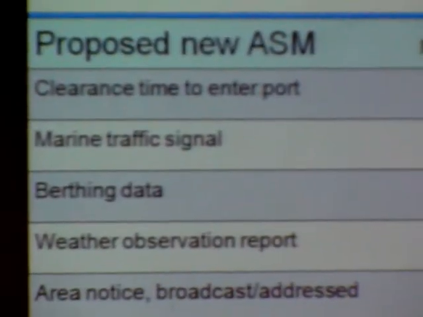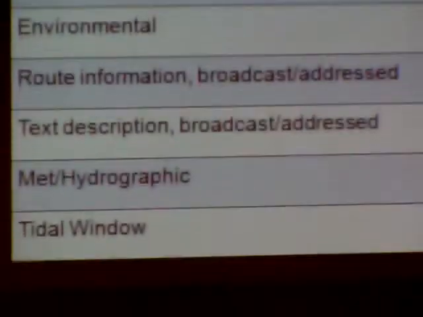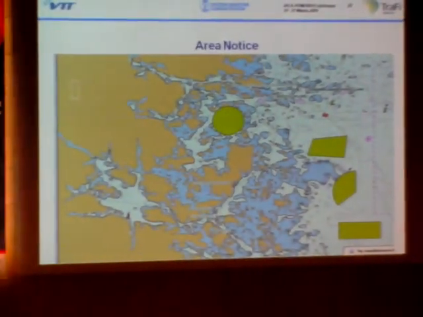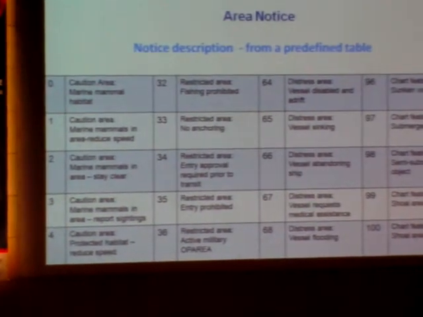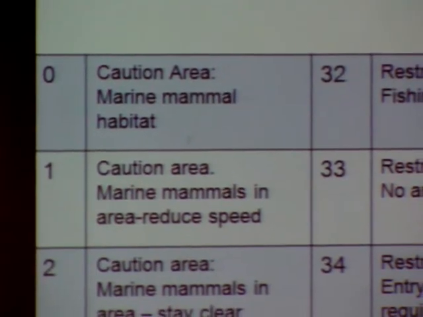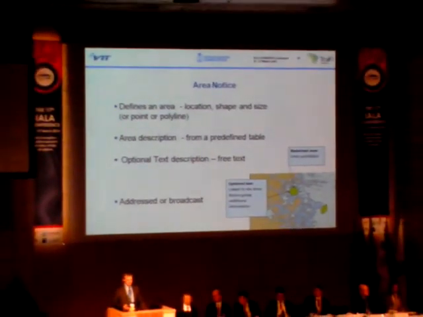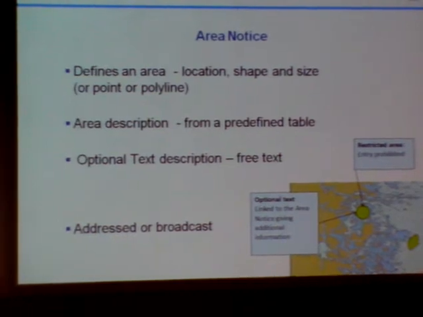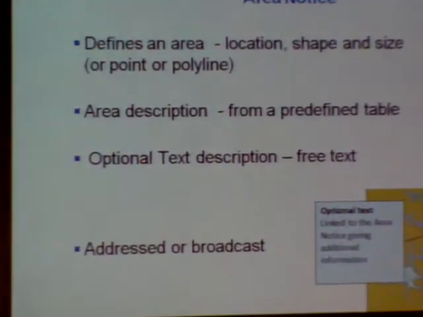The new messages are listed here, but I will not go into any details, just mention one example, and that is the area notice. The area notice gives a possibility to define areas by position, shape and size, and to that area link a special message, a predefined message from a table, of which you can see examples here. Additionally, you can add an optional free text that is transmitted in a separate message. So with this combination of information, it can be used for many different purposes.